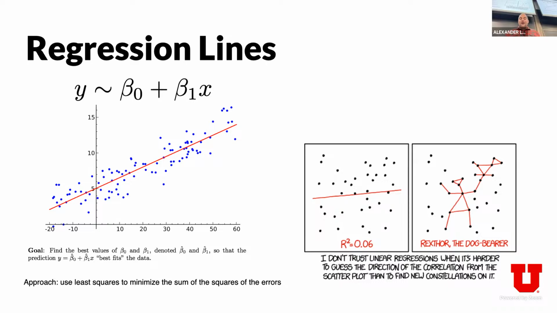And as so often, XKCD has good advice. I don't trust linear regression when it's harder to guess the direction of the correlation from the scatter plot than to find new constellations in it, right? So definitely keep an eye out for that. Even if statistically speaking there is a trend here, it is just a little bit too weak to be reasonable.